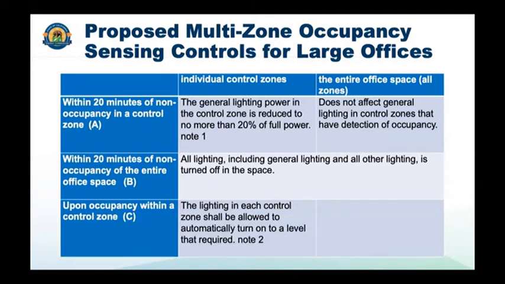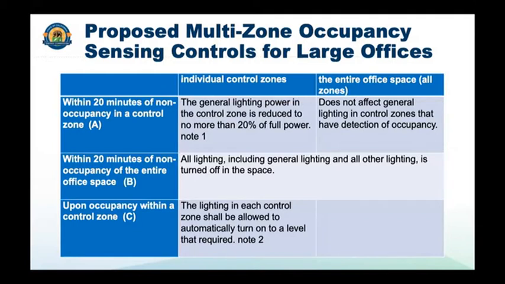Besides the 600 square feet control zone criteria for each control zone, the table on the slide shows expected events in each zone and in the entire office space. The middle column shows the expected events in each individual zone, and the white column shows the expected events for the entire space.